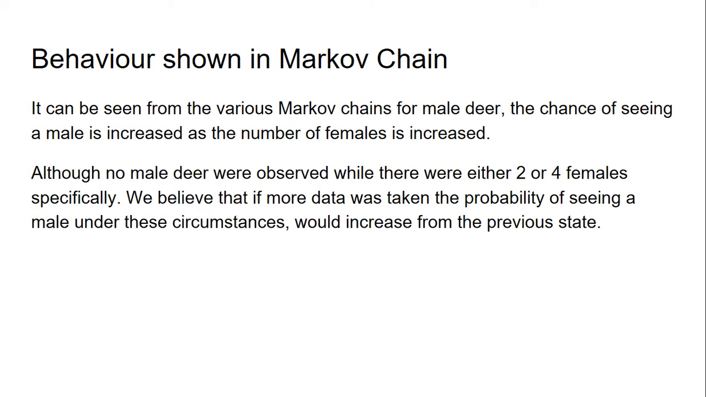From our Markov chains, you can also see that the chance of seeing a male deer is increased as the number of females is increased. Although no male deer were observed while there were specifically either 2 or 4 females, we believe that if more data was taken, the probability of seeing a male under these circumstances would increase from the previous state, and there would be a more linear increase in your probability of seeing a male across the states of females.